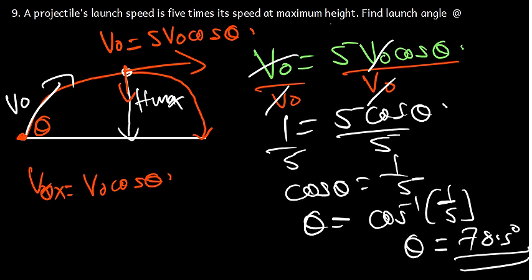The velocity in x direction doesn't change. So at the maximum height, the initial velocity is going to be 5 times the velocity at maximum height. We have v initial equal to 5 times v initial cos theta. Divide both sides by v initial, and we have 1 over 5 on this side. Then theta is equal to cos inverse of 1 over 5. So the angle at which it is projected is 78.5 degrees. Unless you have questions.